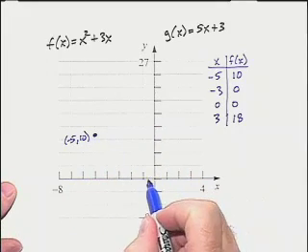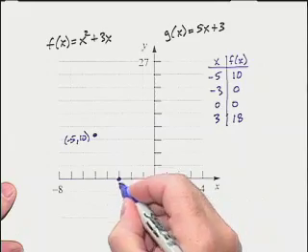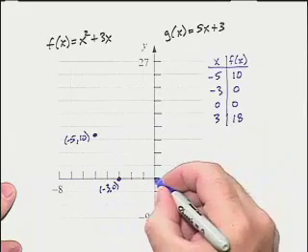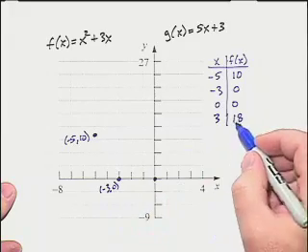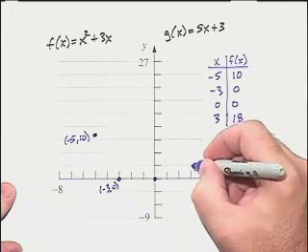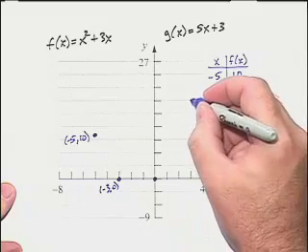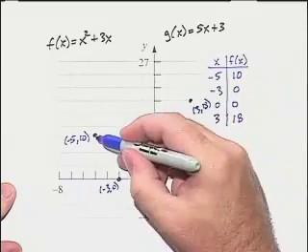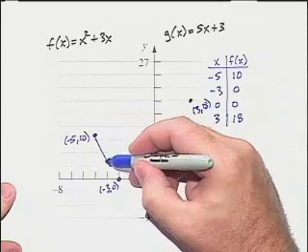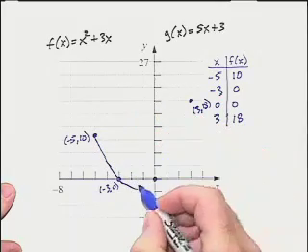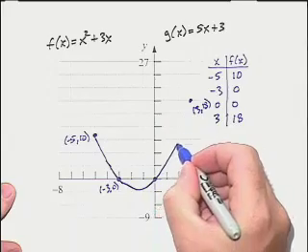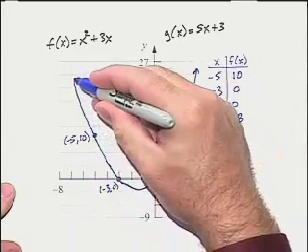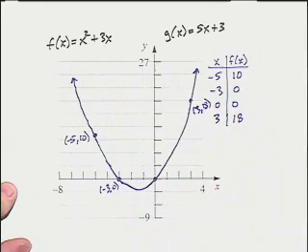Plot the point negative 3, 0. 1, 2, 3, 0. Point (0, 0) is the origin. And then the point (3, 18). You get 3, 3, 6, 9, 12, 15, 18. We'll go ahead and connect these dots, recognizing that f of x is a quadratic, so the graph is a parabola. We get our rough graph of f of x.